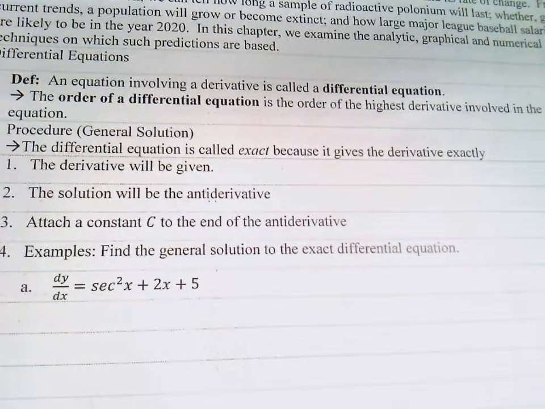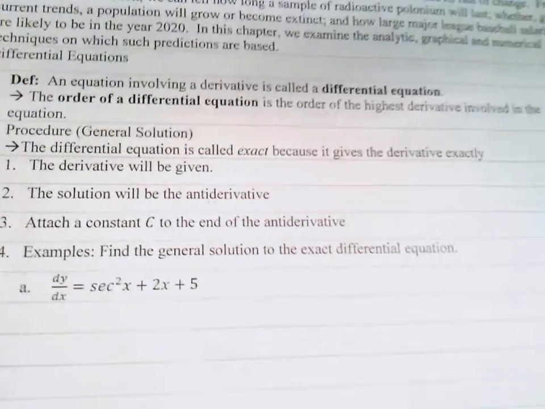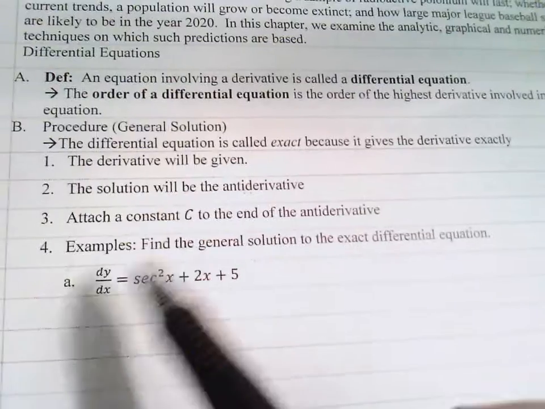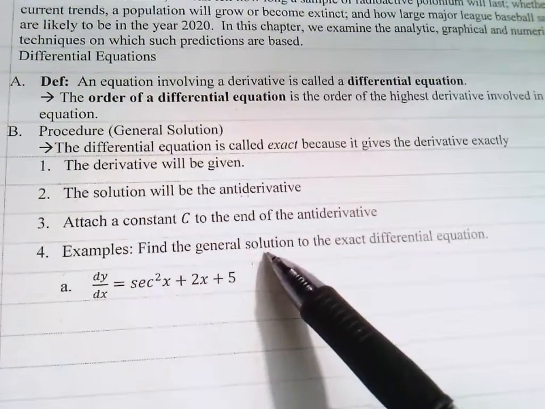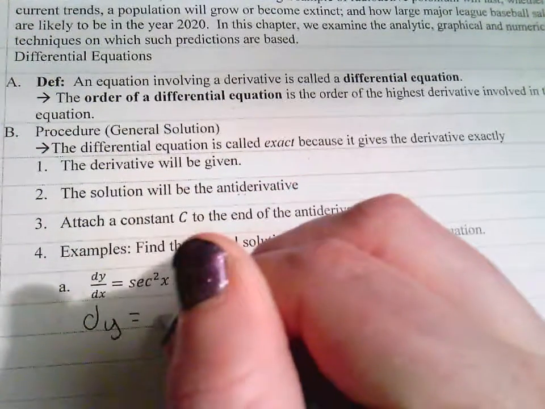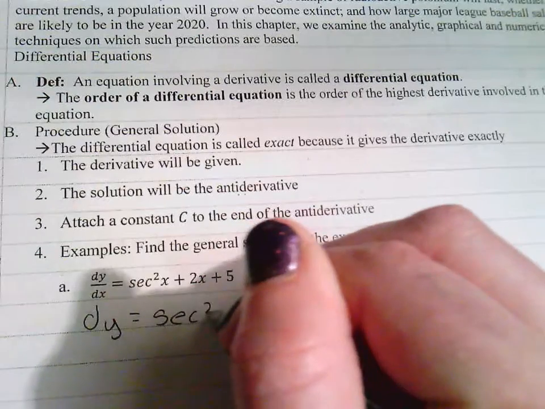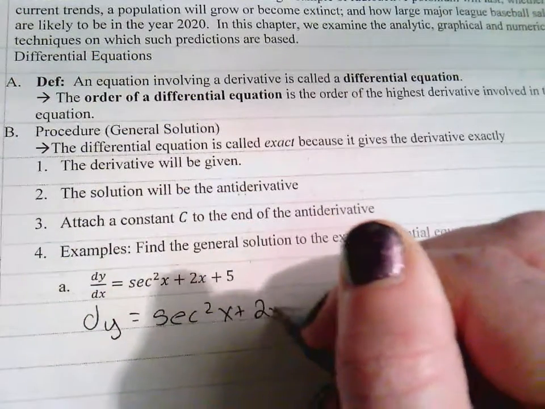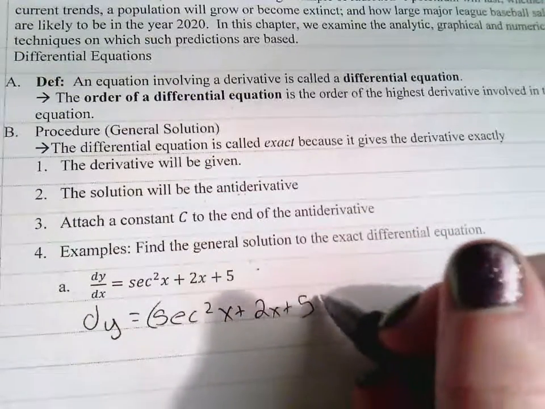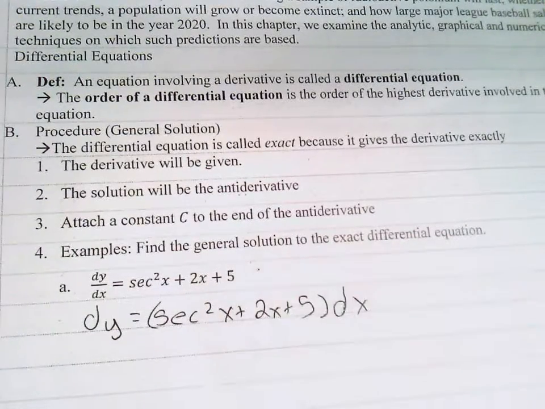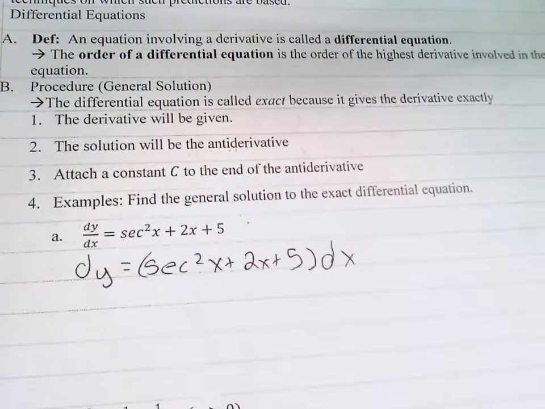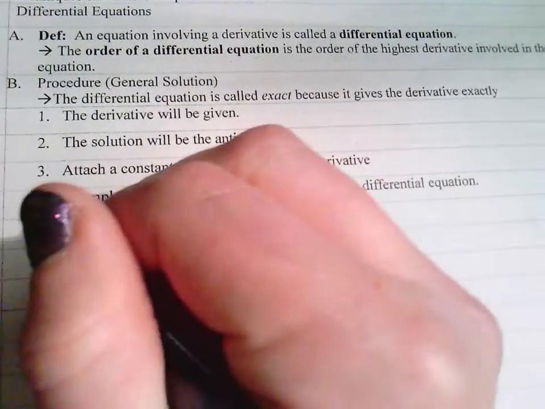So what you're going to do is multiply this side by dx, so you get dy equals secant squared x plus 2x plus 5, multiply the dx up here, dx. Okay? Now you're going to integrate both sides. You're going to see why here. So integrate both sides.